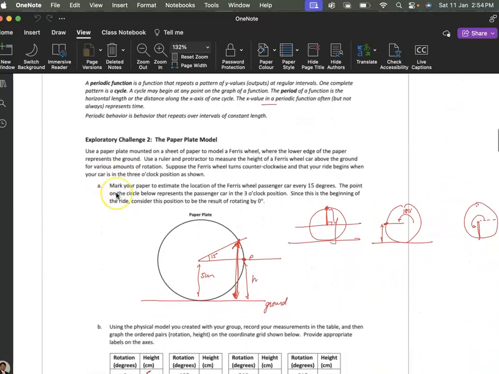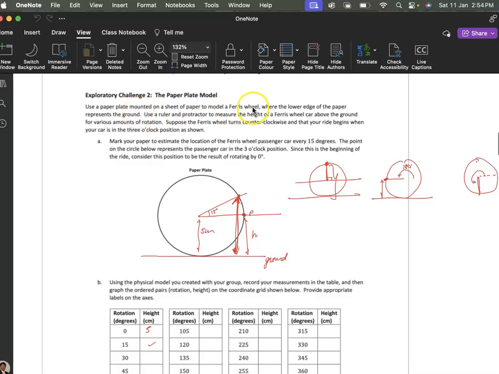Now here they are saying you take a paper plate, mount it as a Ferris wheel and move it around every 15 degrees. For every 15 degrees you measure the height from the ground. This is what I was a little confused about. You did this? Yes, I actually measured these lines, in centimeters with a ruler. Did I do it correctly?